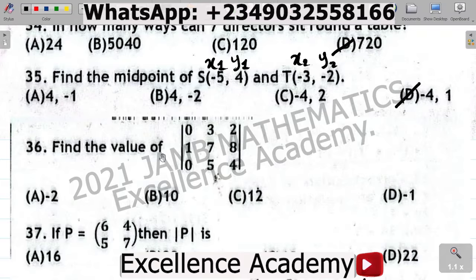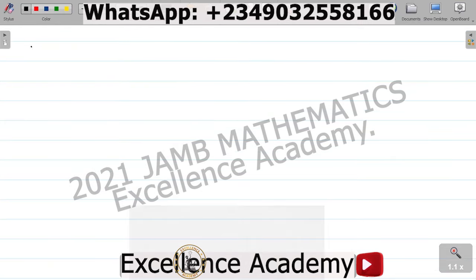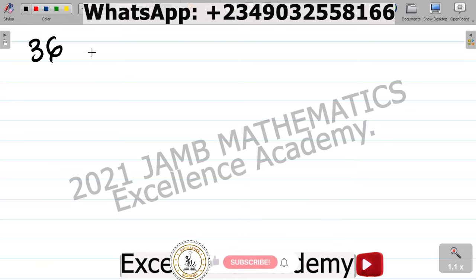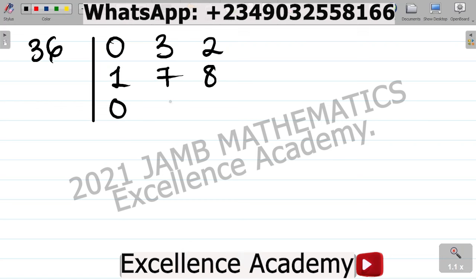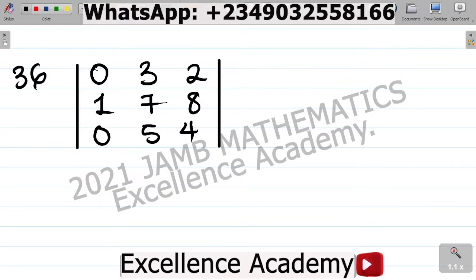Now, to solve question 36, let's write out this particular matrix. So question number 36, you're asked to find the determinant. The numbers there are 0, 3, 2, 1, 7, 8, and 0, 5, 4. So we have this. All right, so this is the determinant of a 3 by 3 matrix. And how do we solve this question? The first thing you want to do is plus, minus, plus. So always add this.